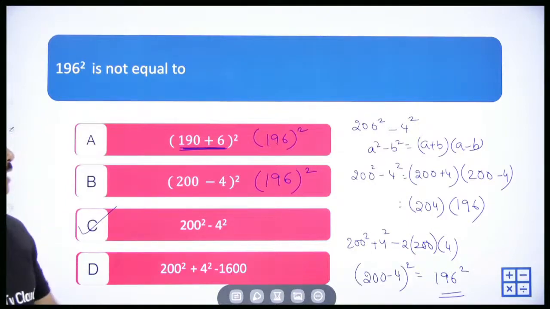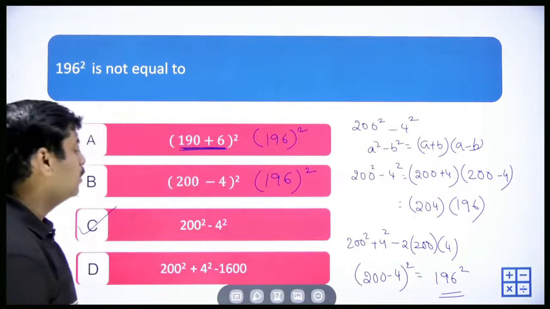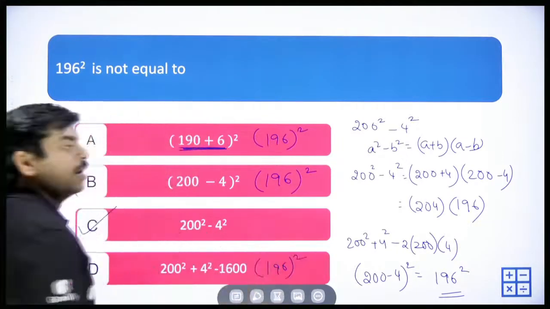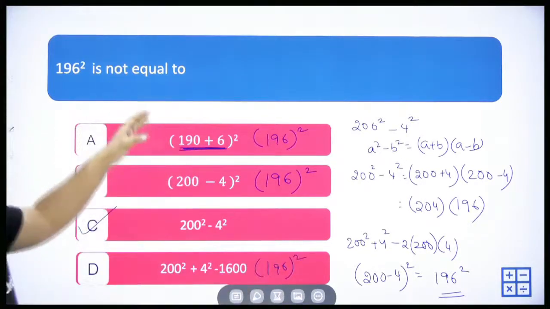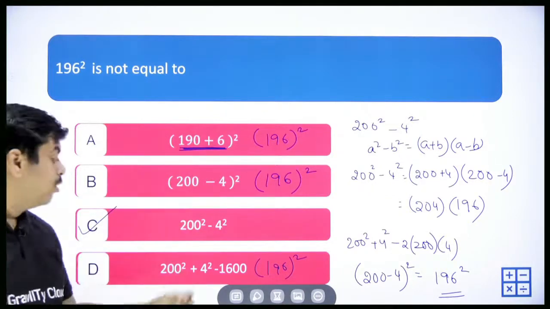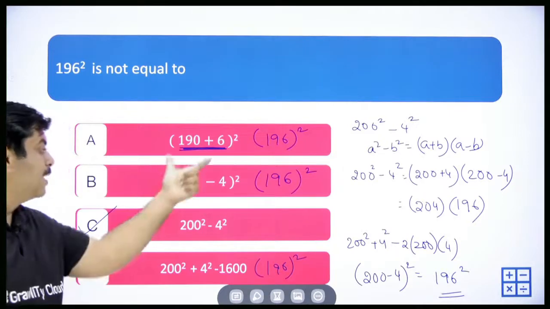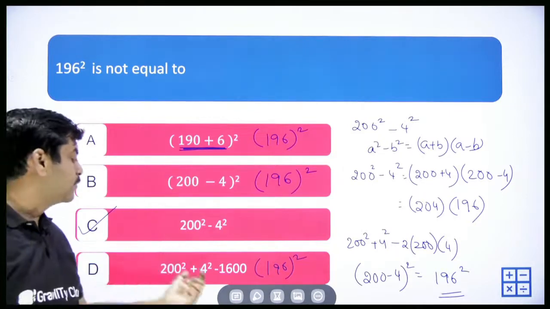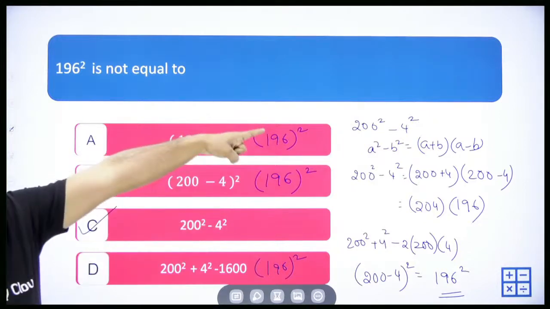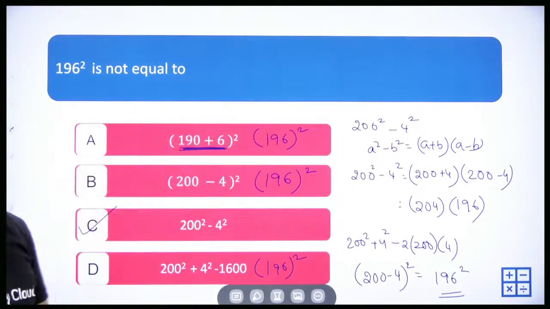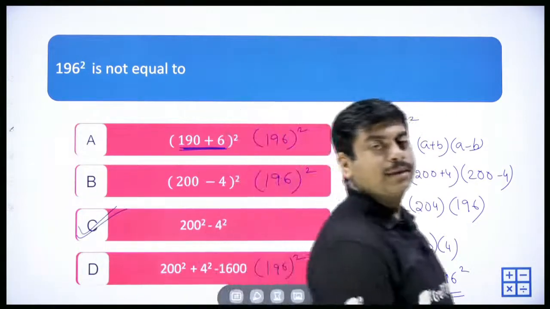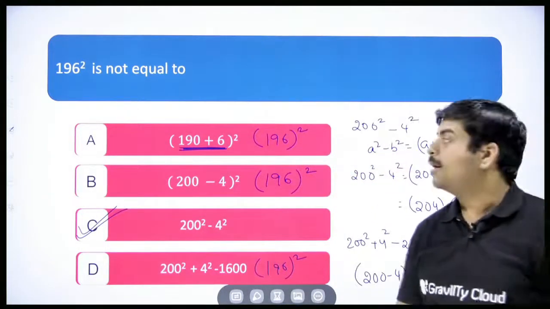Okay, so that is how you can try to do that using all the different options, all the different methods. This is one way of representation. 196 you can write as 190 plus 6, or you can write 200 minus 4, a minus b whole square, or you can write the same expansion as 200 square plus 4 square minus 1600, and the leftover a square minus b square you can write in terms of a plus b into a minus b, which is not correct here. So that itself will be the correct answer. Clear? The next one.